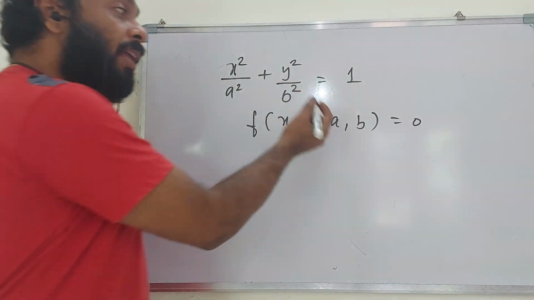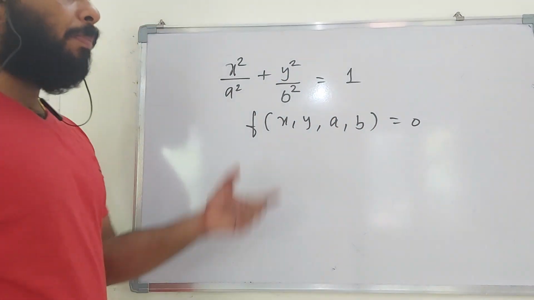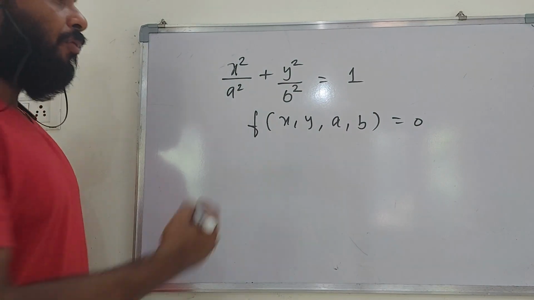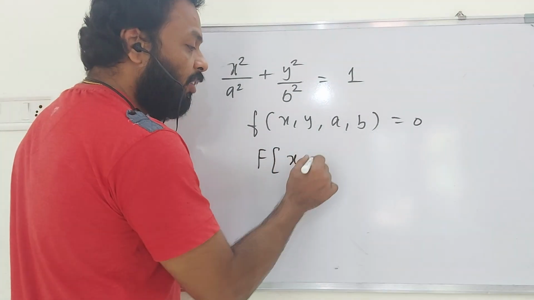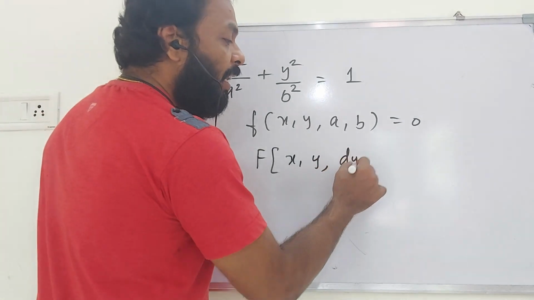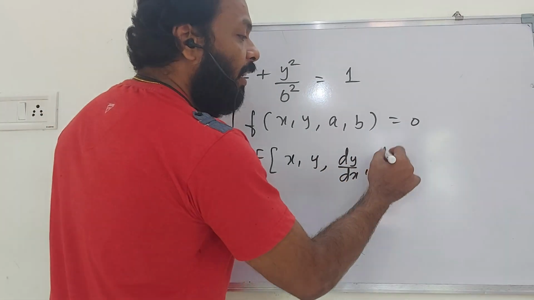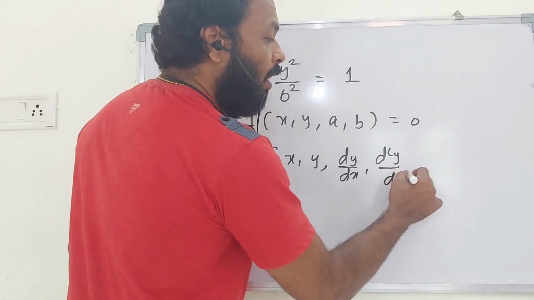And by eliminating a and b, the parameters from this equation by differentiation, we get a differential equation of second order. A function involving x, y, dy by dx and d square y by dx square equal to 0.